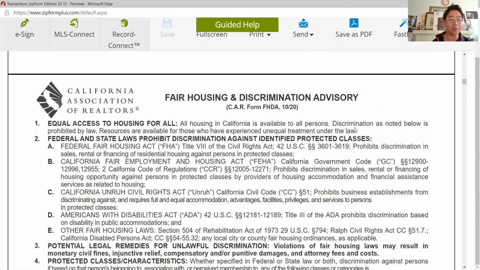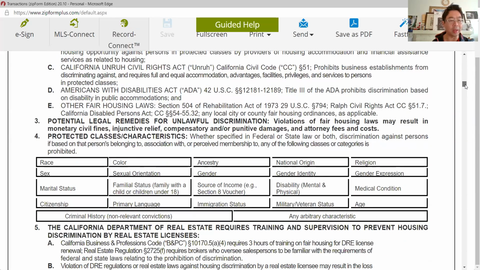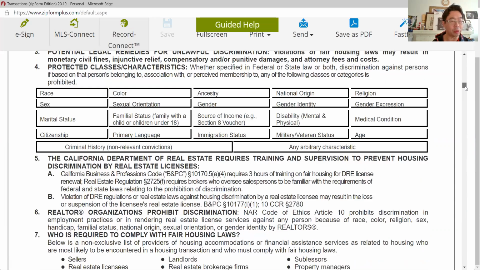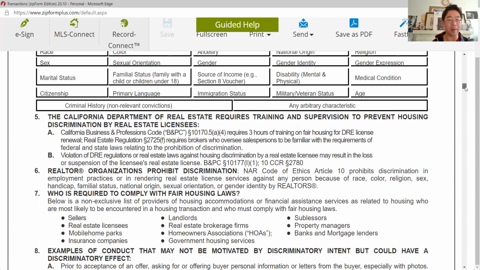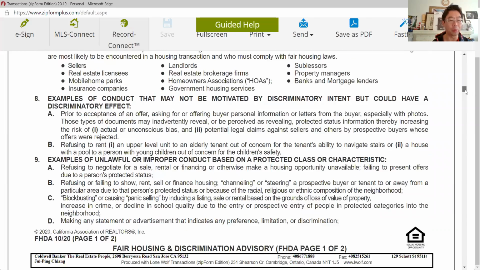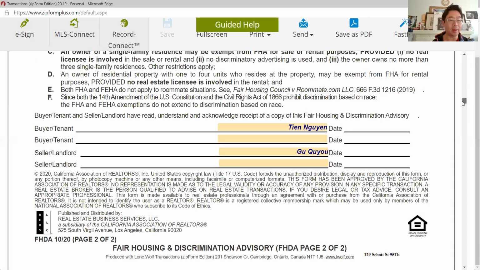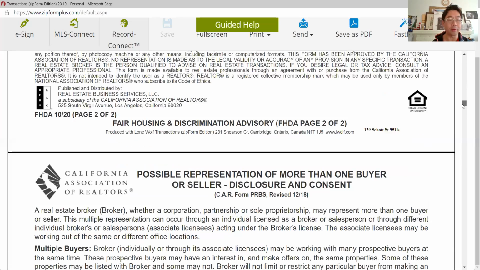And the second one is a fair housing and discrimination advisory. This means no discrimination. It doesn't matter what country, what race, what color, what religion. I need to serve you and provide you good service. So no discrimination on sexual orientation, gender, nationality, religion, marital status, citizenship, or age. That's basically what it says. We need to sign this, and the buyer and the seller both need to understand. So we all need to sign.